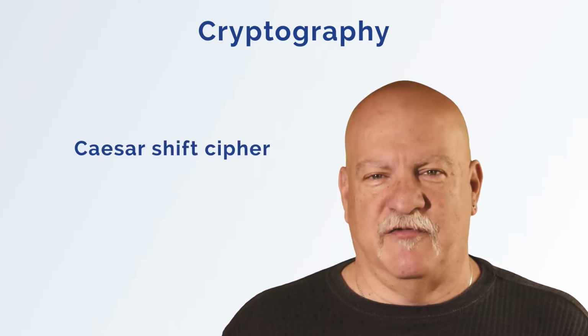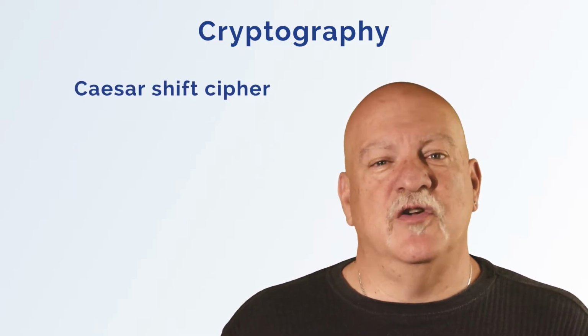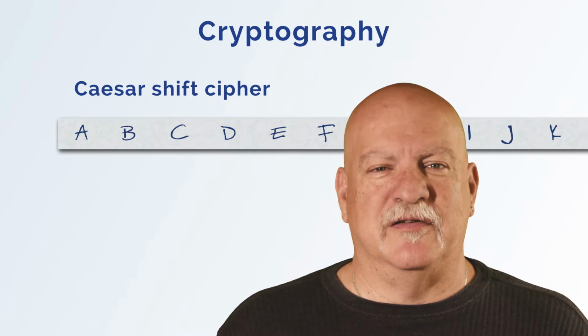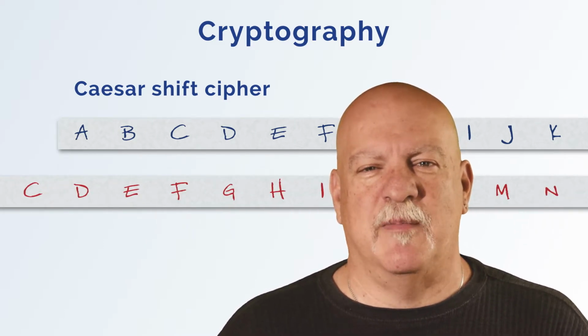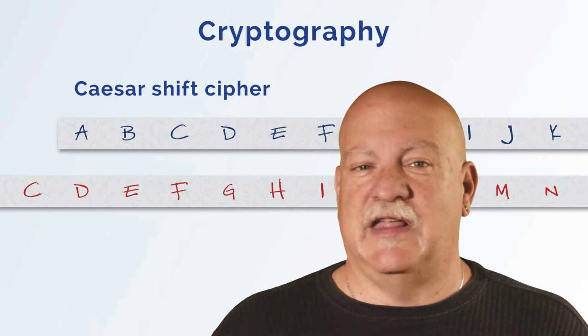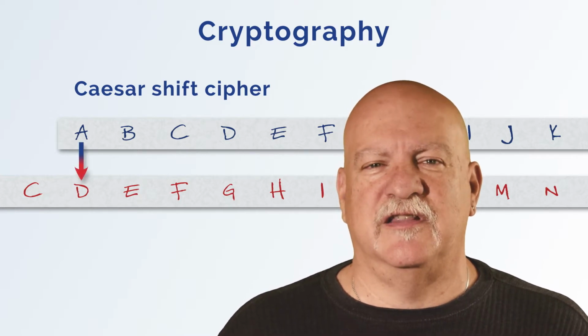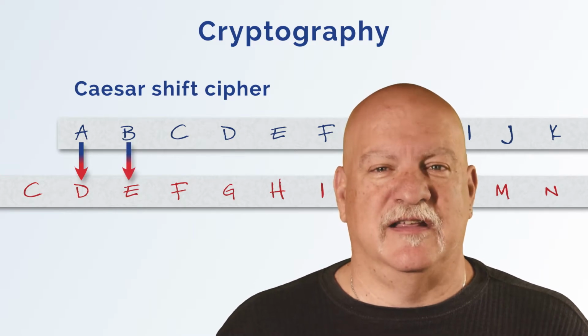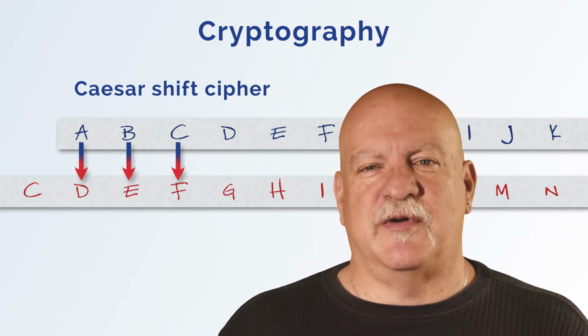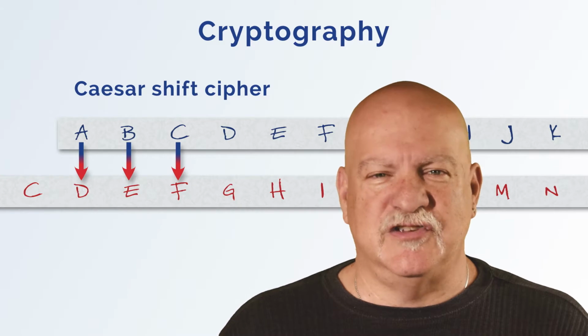Another early cipher was the Caesar shift cipher. In this cipher, you map the letters in your message to the corresponding letter in a shifted alphabet. For example, the letter A is represented in the cipher as a D. B is represented as an E, C is represented as an F, and so on.